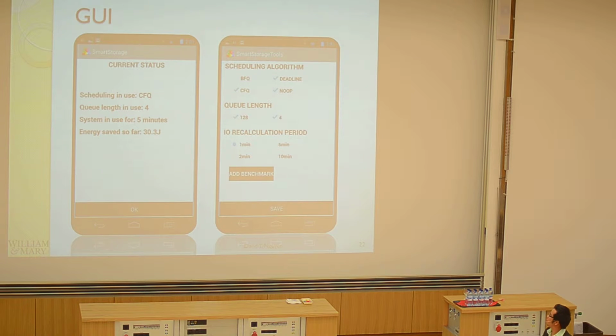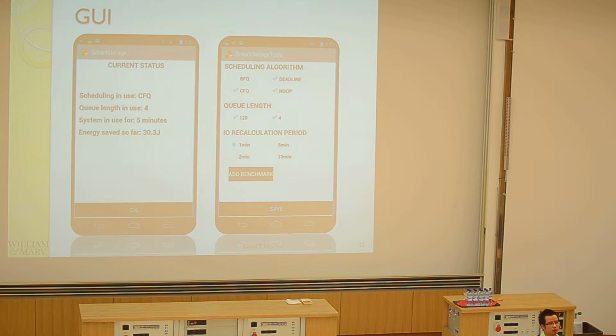So this is the GUI. On the left-hand side, we have the current status. We have the scheduling algorithm in use, queue-length in use, system in use, energy save. On the right-hand side, you can see the tools for advanced users.